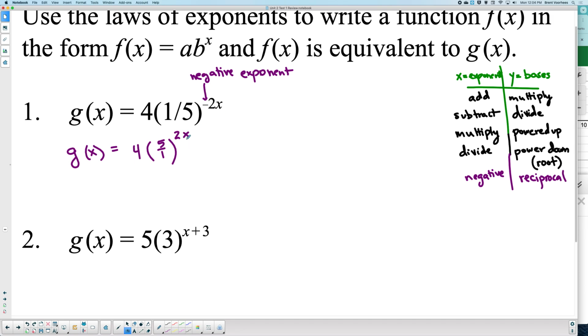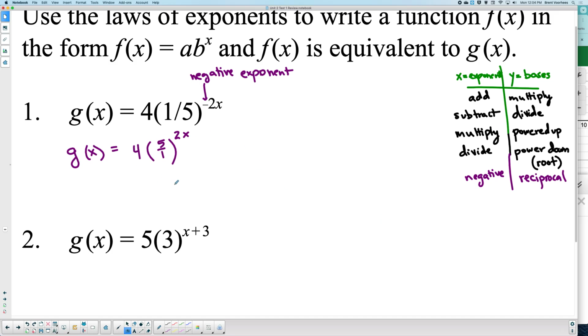Just to be clear here, where'd the negative go? It became the reciprocal of the base. The negative exponent is changed into the reciprocal of the base. Mathematically, that's the same on exponential functions.